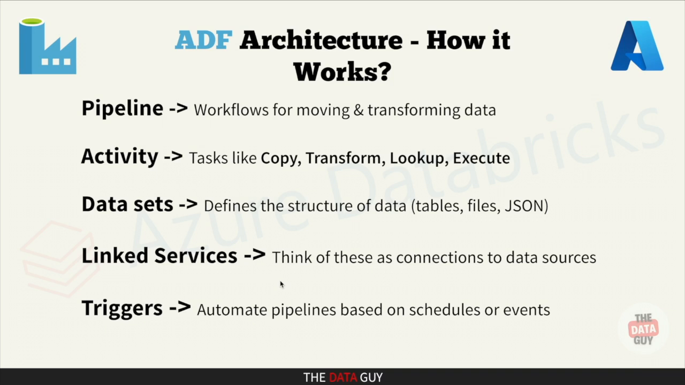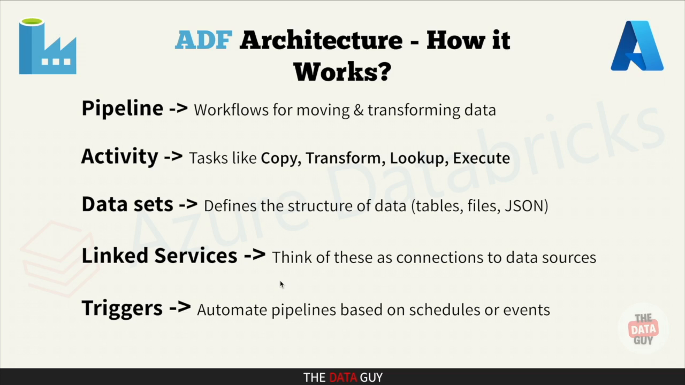Second one is activity. These are individual tasks within a pipeline. You can perform tasks like copy, transform, lookup, execute. For example, you might use a copy activity to copy data from one data store to another data store. Some common types of activities include data movement activities, data transformation activities, or control activities. Next is datasets. Datasets represent data structure within the data stores, which simply point to or reference the data you want to use in your activities.